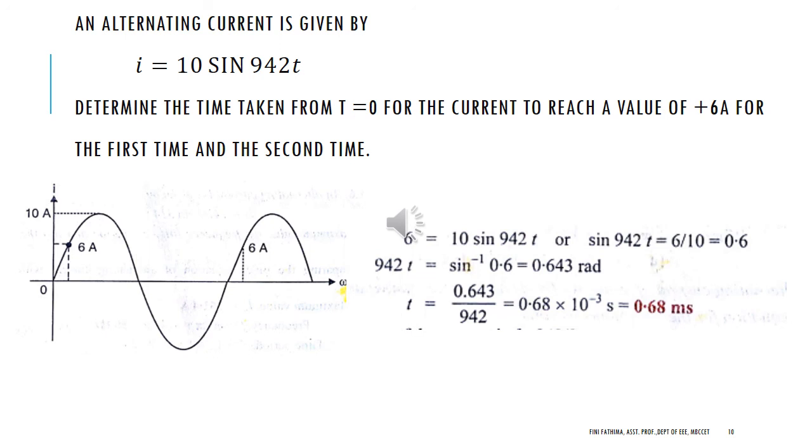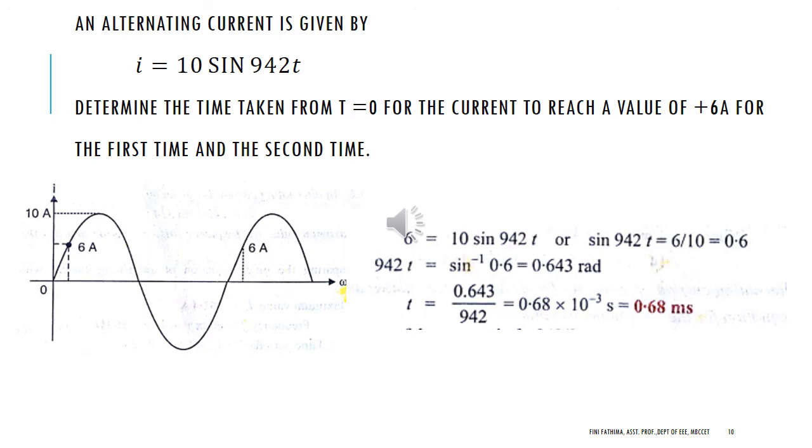and f is equal to 942 divided by 2 pi, and the time period T is the inverse of it. 2 pi f is equal to 942. So f is equal to 942 by 2 pi. Then T is equal to 2 pi by 942. You will get the value in milliseconds. That is one time period, or time for one cycle.